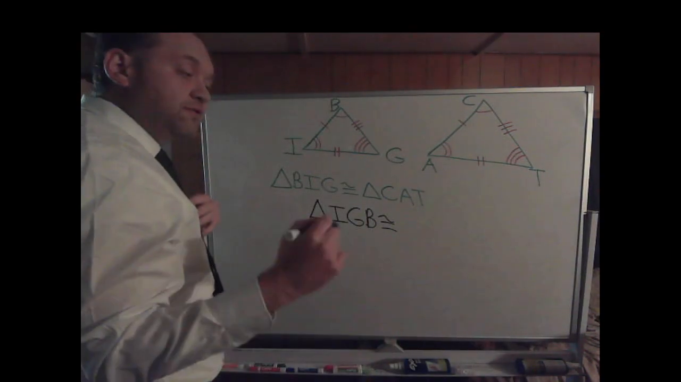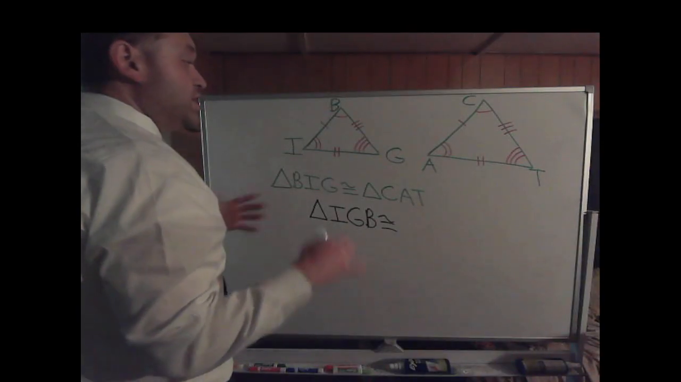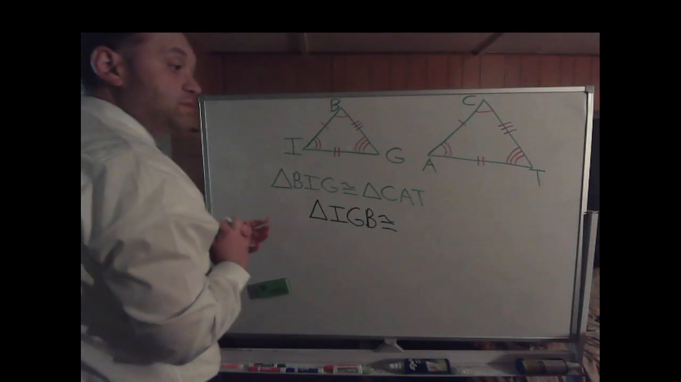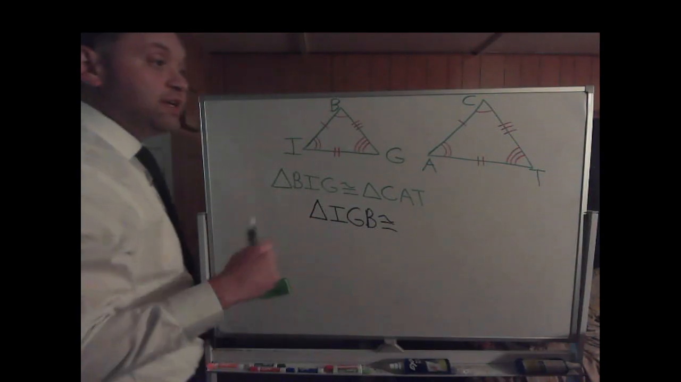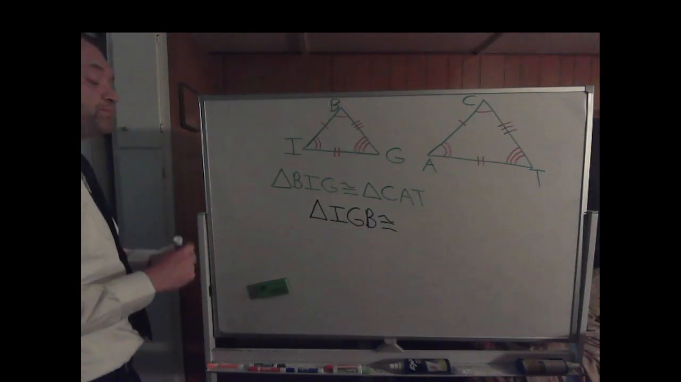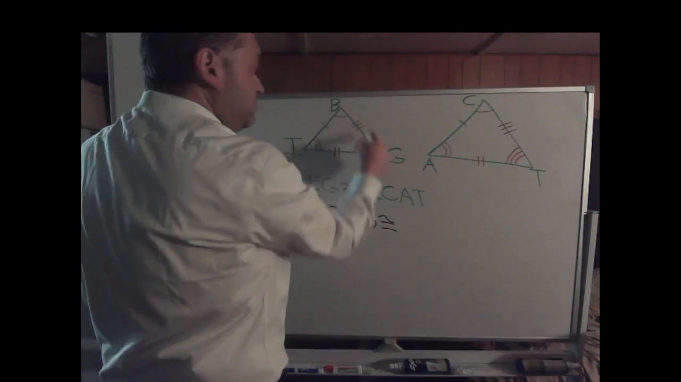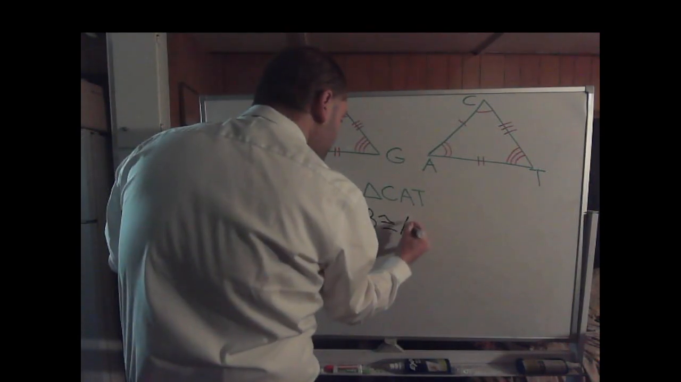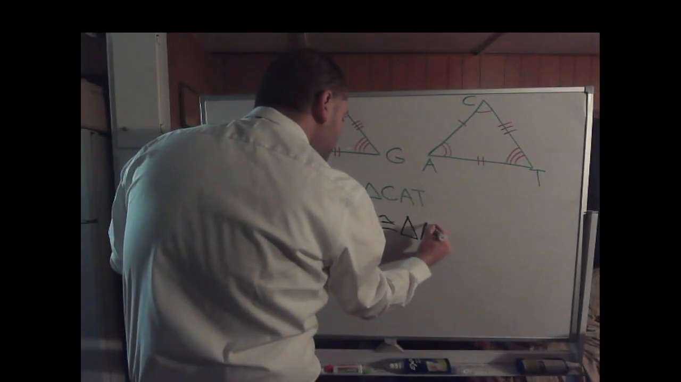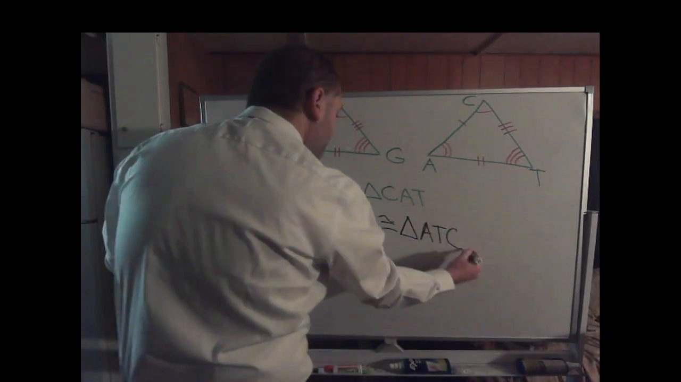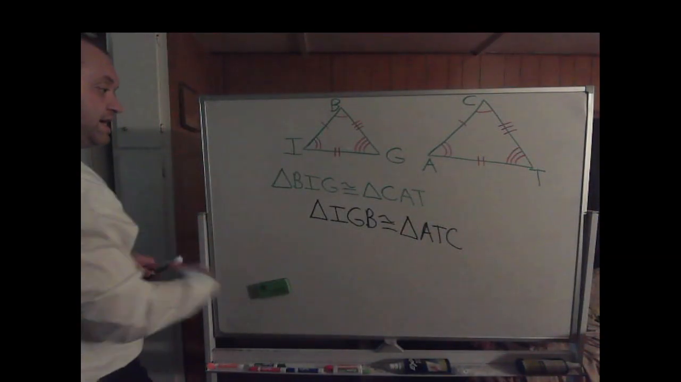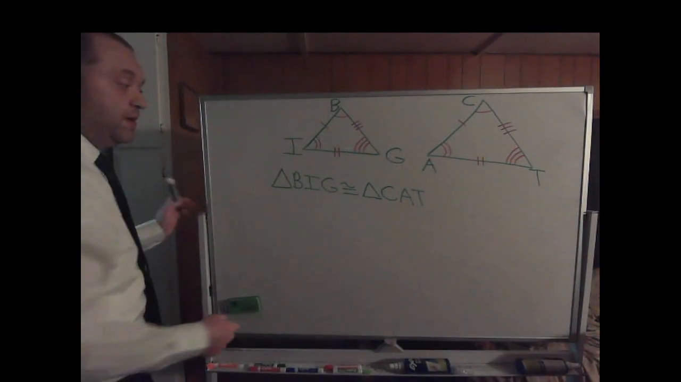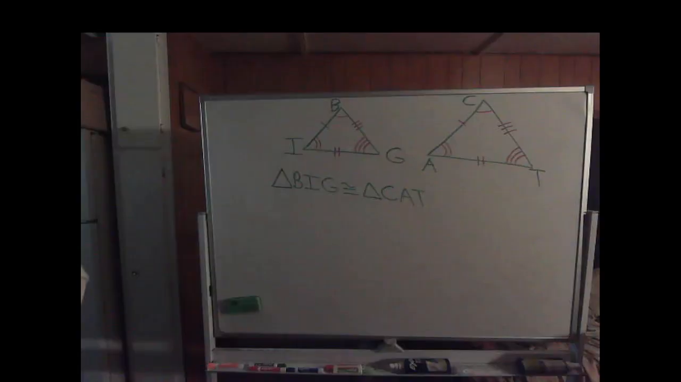Sometimes when you're trying to look for congruent triangles, your sides and congruency markers won't be in the same order. Sometimes, and we'll get to these ones, you won't have any congruency markers at all. So IGB would be congruent to triangle ATC in this case. Just go in the order of your congruency markers if you have them. That's what's going to help you.